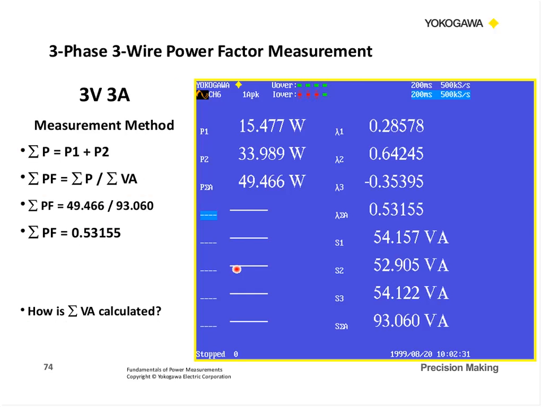So with the 3V3A method, I got my total power 15.477. Okay, here's my total power, 49.466. And my VA was the 93.060 down here. So the watts divided by the VA, 0.53155.